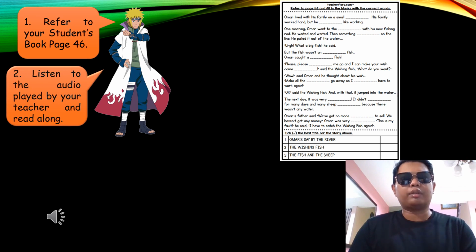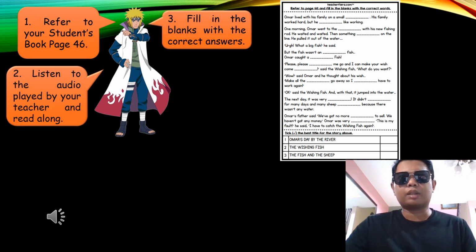First, you need to listen to the audio played by your teacher, and I want you to read along on your own too. Next, you need to fill in the blanks with the correct answers. If you can see in the worksheet here, you have quite many blanks. You fill in the blanks with the correct words. To fill in the blanks, you can refer to the story and find the missing words, and then you just write the words in the blanks.